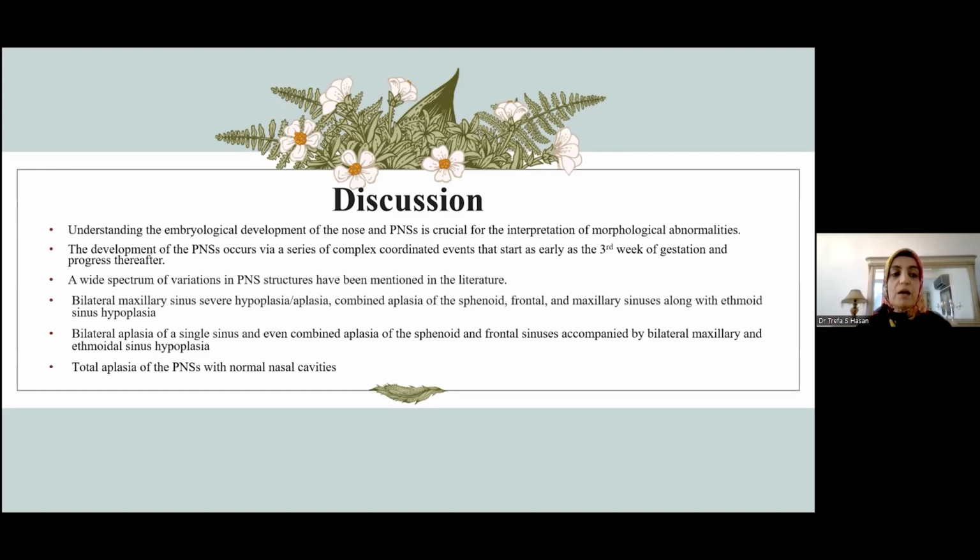For instance, it has been reported that there is bilateral maxillary sinus severe hypoplasia, aplasia, and combined aplasia of sphenoid, frontal, maxillary, and even ethmoid sinus abnormality. Other cases have been reported as bilateral aplasia of single sinus and even combined aplasia of sphenoid and frontal sinus, accompanied by bilateral maxillary and ethmoid sinus hypoplasia. While total aplasia of paranasal sinus has also been reported, all these cases were not associated with any abnormality in the nasal cavity.